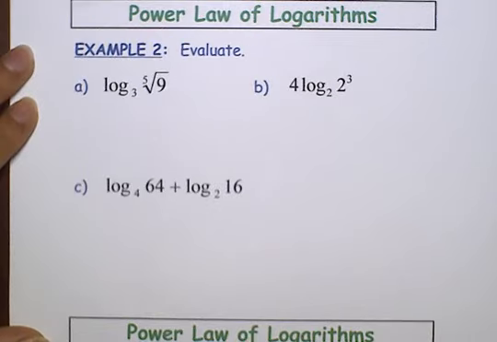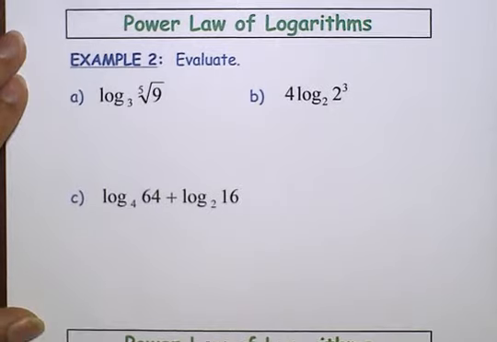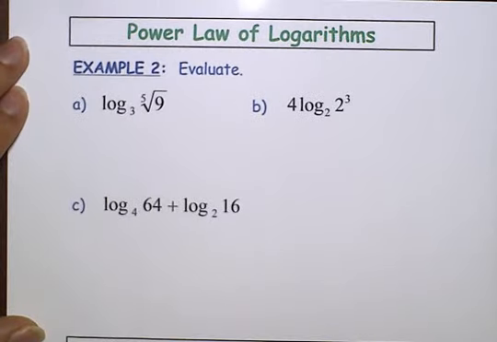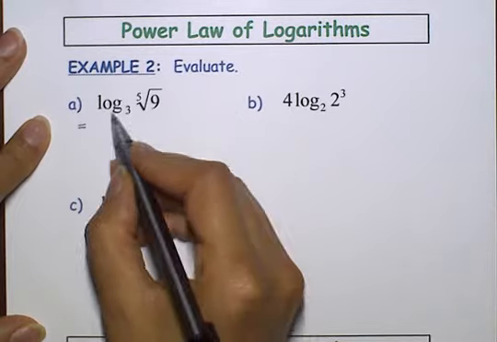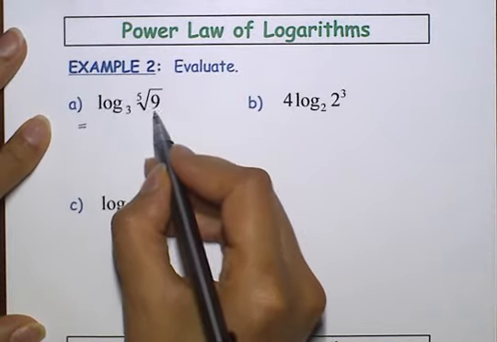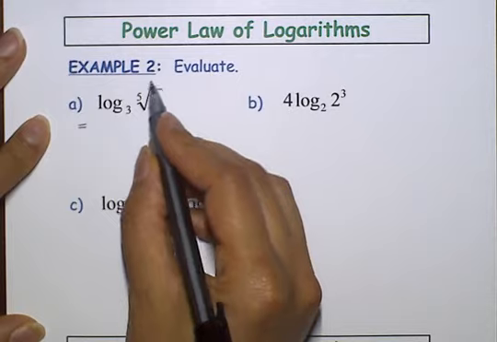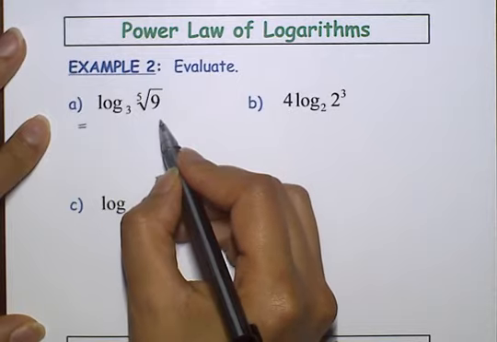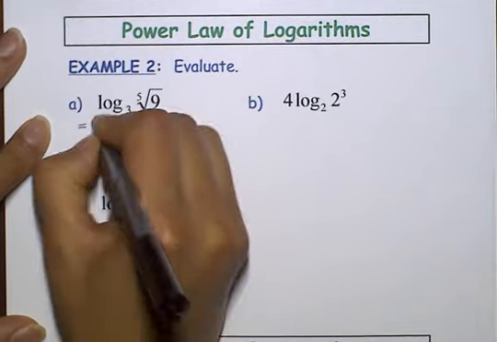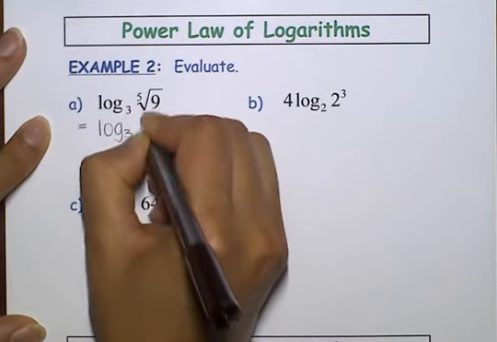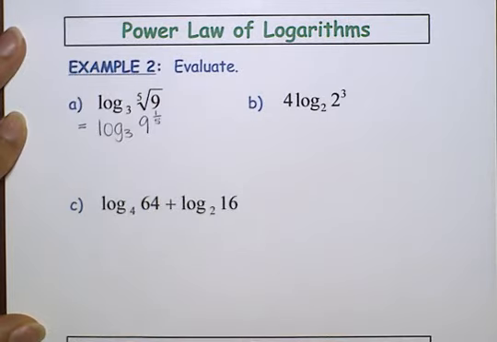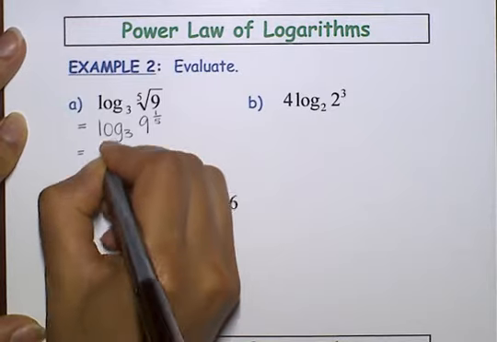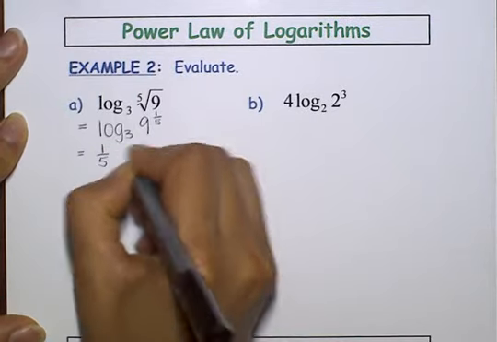Okay, so let's take a look at another example. This one again asks us to evaluate, and again, we're going to use some of the logarithmic rules that we know. What you'll notice here is that I'm looking at log base 3 of the 5th root of 9. So again, I'm going to write this as a rational exponent instead of in radical form. And I get log base 3 of 9 to the exponent 1/5. Now I can apply the power law of logarithms and rewrite this as 1/5 log base 3 of 9.